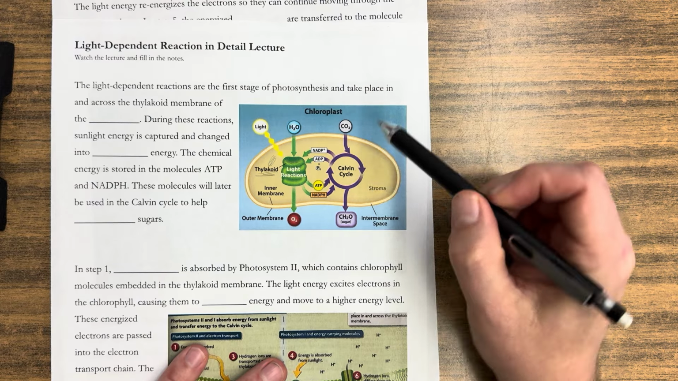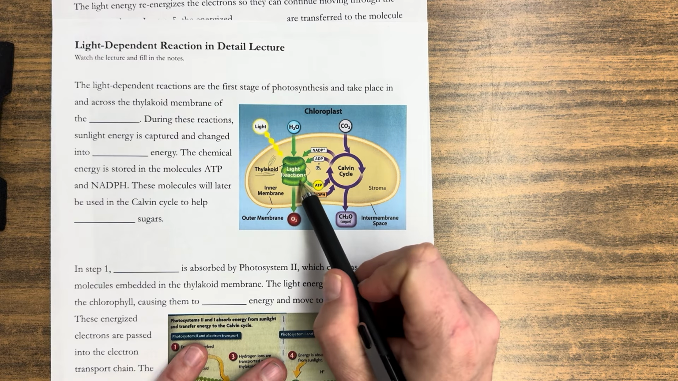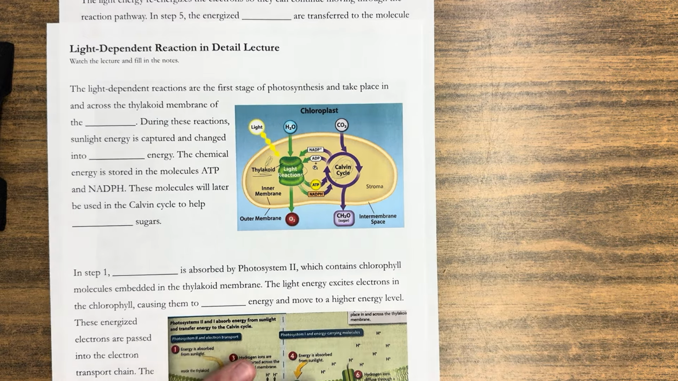Here's the Calvin cycle. We've got ATP and NADPH that were created in the light reactions going over now to the Calvin cycle. All right? That's what we'll detail next.